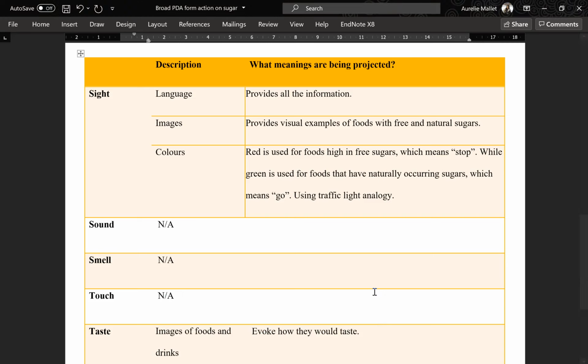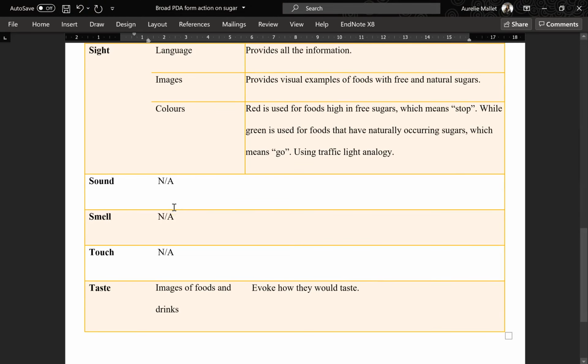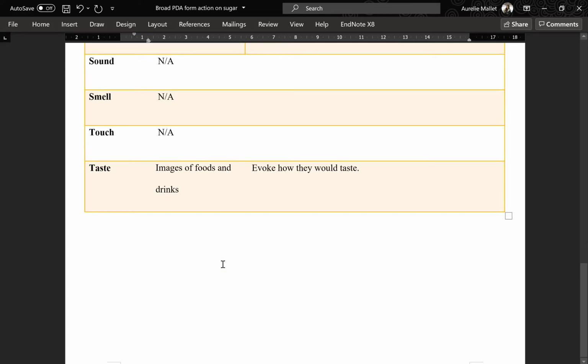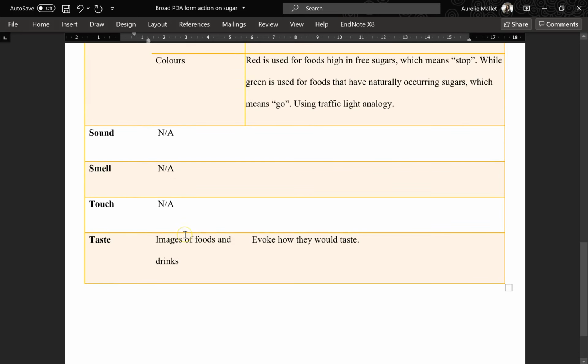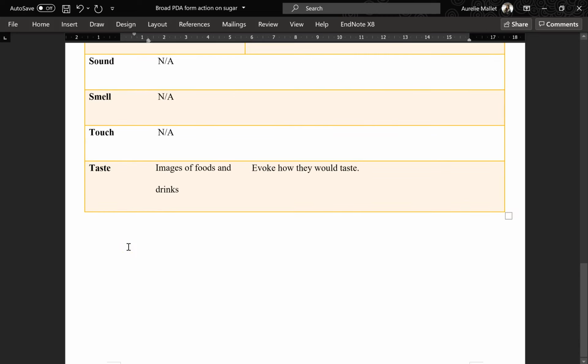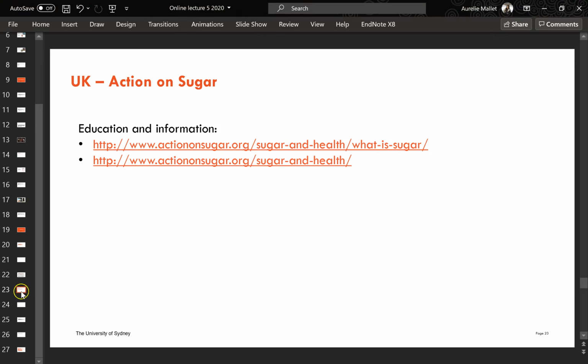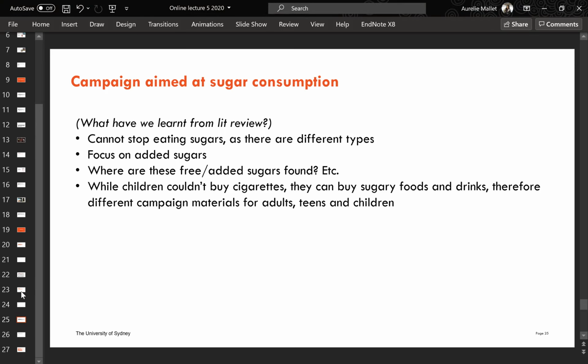So that's that. Sound, smell, touch, not really being used. Taste, yeah, of course. So the images, and not just the images, but even the foods that are written, evoke how these would taste, and we could perhaps even say that depending on whether it's a red food or green or a yellow food, it's telling us to stop and think about it, and that could have something to do with taste as well. So that's that.